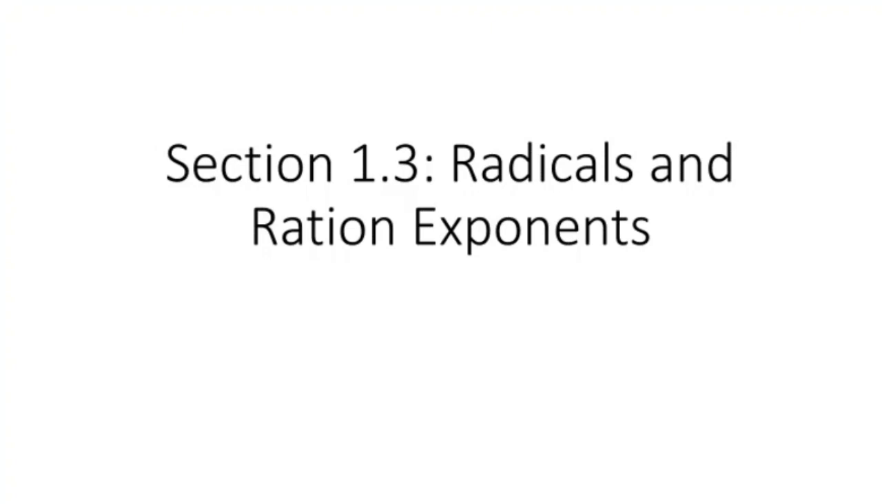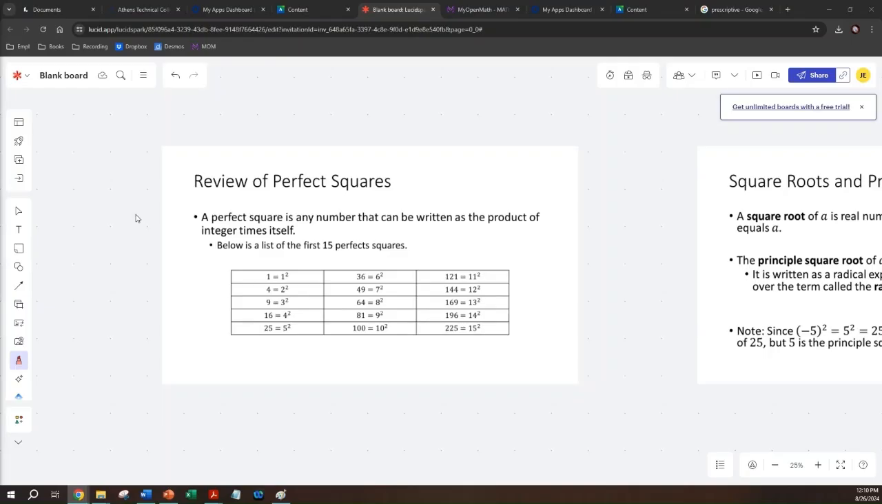Section 1.3, Radicals and Rational Exponents. Before we start talking about square roots, let's review perfect squares. A perfect square is any number that can be written as the product of an integer times itself. Below is a list of 15 perfect squares.